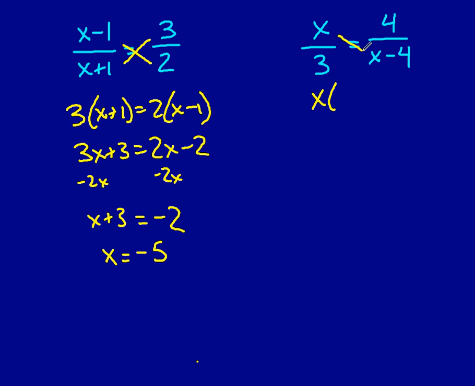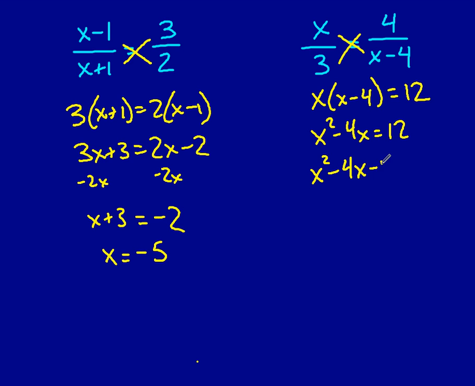In this one, when I cross multiply, x times the quantity x minus 4 equals 3 times 4, which is 12. So x squared minus 4x equals 12. Anytime I have an x and an x squared here, I want to bring everything onto the same side of the equal sign. So I'm going to subtract 12 from both sides. That leaves me with equals 0.